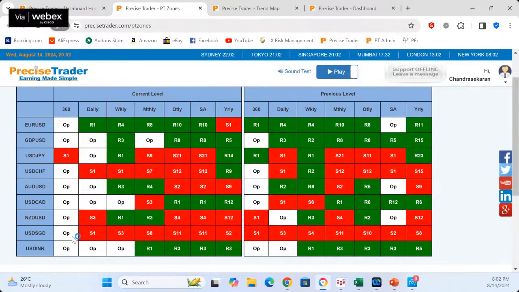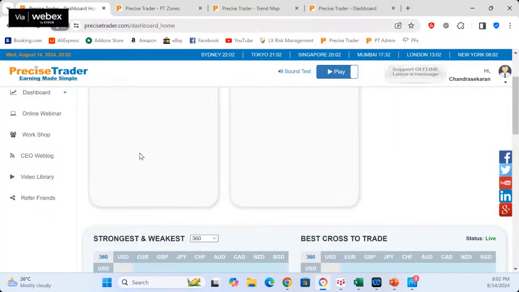And dollar Sing is still showing some strength, but this is trading towards important levels. It's trading at important levels. So that's why it can be a make or break scenario. So we've got to be careful on dollar Sing.